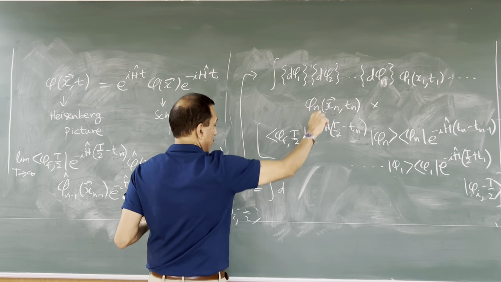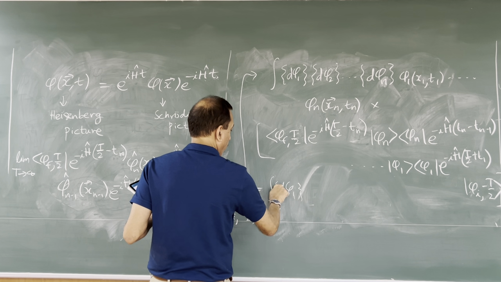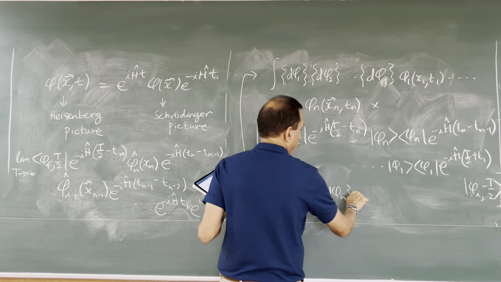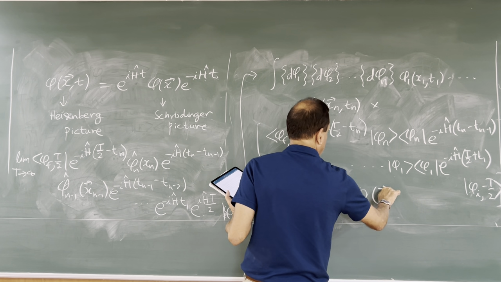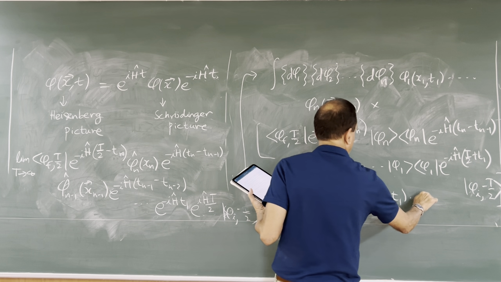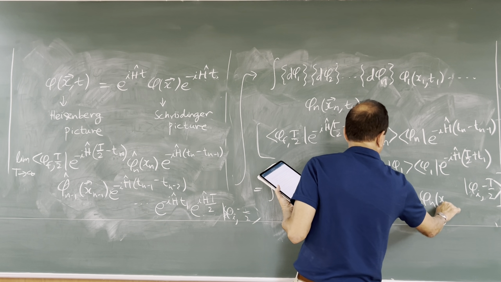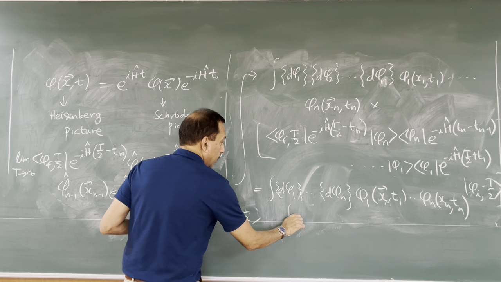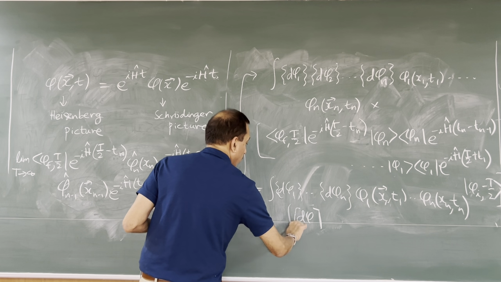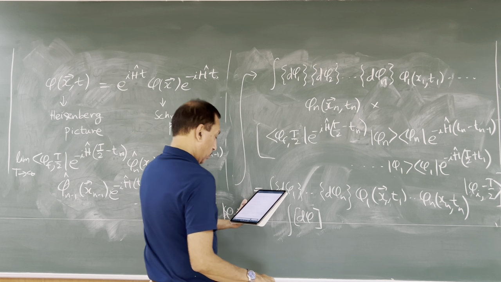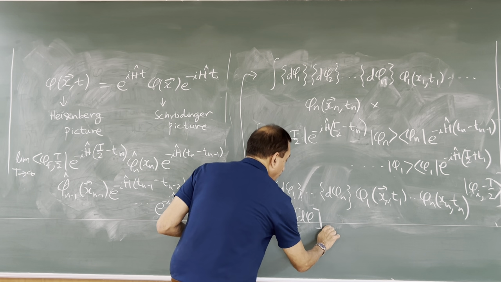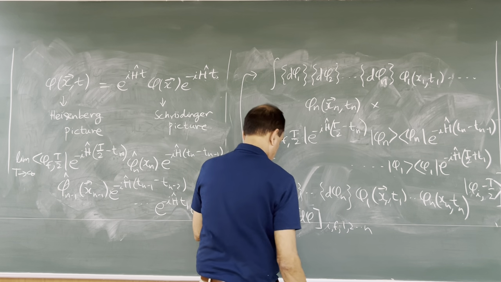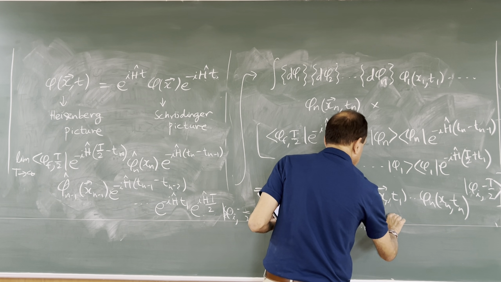So the first part is unchanged. The operators, the functions, are still there. What is new is that I get a path integral over a very specific kind of path. So I'll write it first. e to the iS.